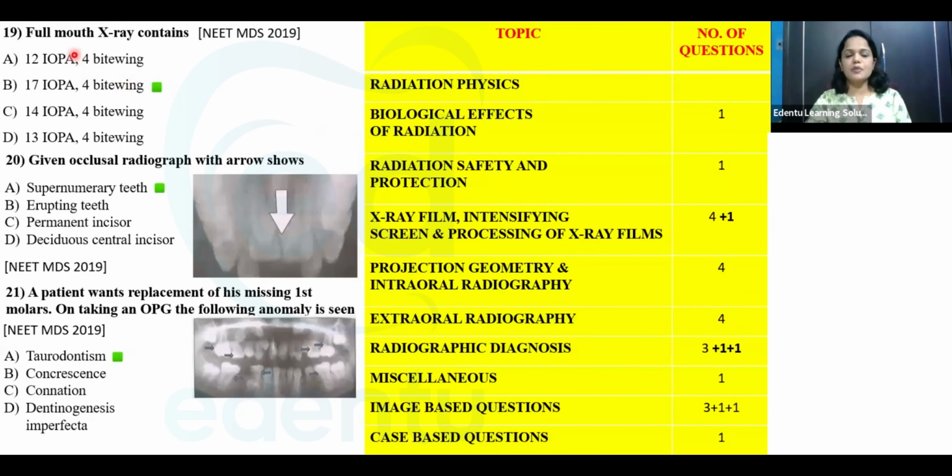Next is about the full mouth X-ray, which again comes under the X-ray film. Again, two image-based questions, an occlusal radiograph and an OPG, and identify the lesion and identify the diagnosis. So both of them come under the radiographic diagnosis topic.